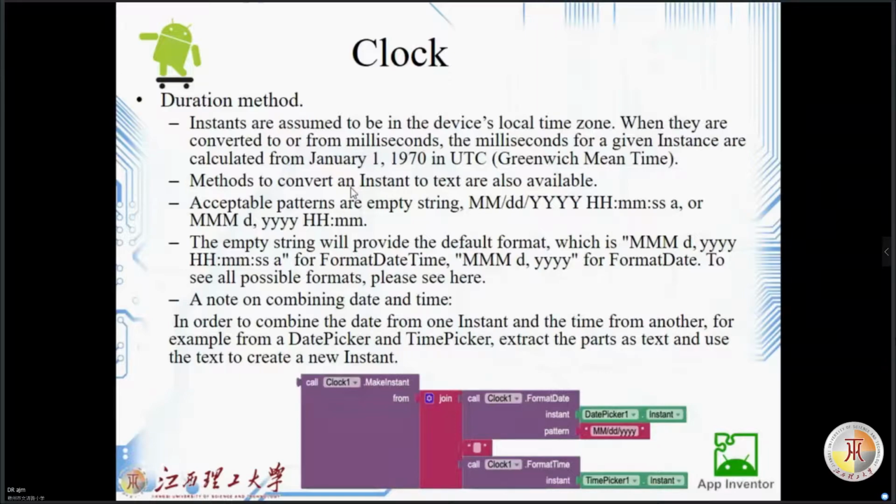A note on combining date and time: in order to combine the date from one instant and the time from another, for example the date picker and time picker, extract the parts as text and use the text to create the new instant. Here again, the last example is there that you can watch.